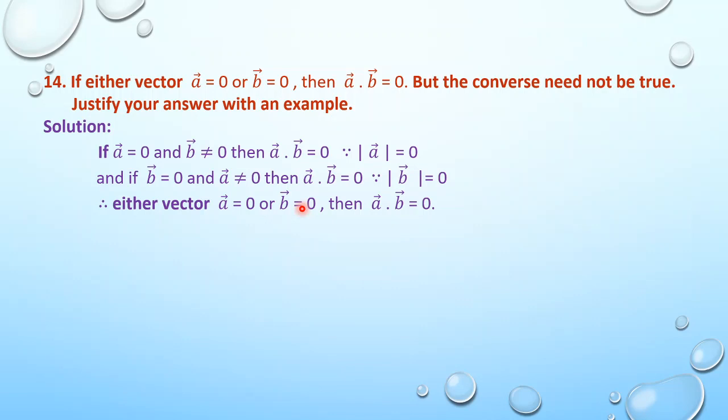Now let's move to the next part. What is the next part? The converse need not be true, that is what they are asking. The converse need not be true. That means we need to prove here that even when a and b are both not equal to 0, we can get a dot b equal to 0. That we need to prove. Okay, let us do it with an example.